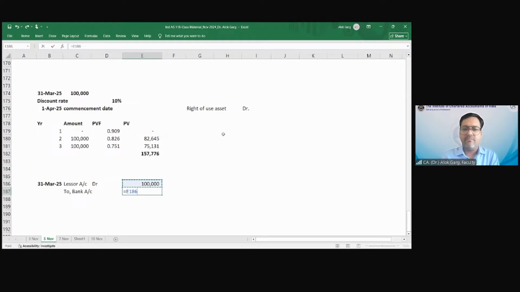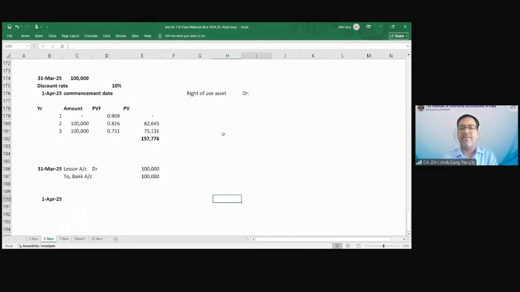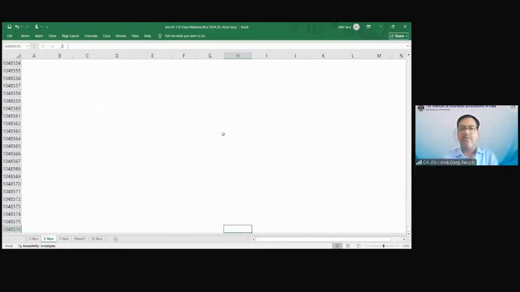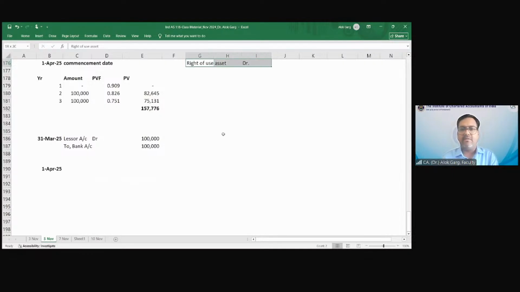1 lakh. What is the accounting entry on 1st April? On 1st April, the commencement date, you have to do the lease accounting. What is the accounting entry? ROU to LL. Right of use account debit to LL.